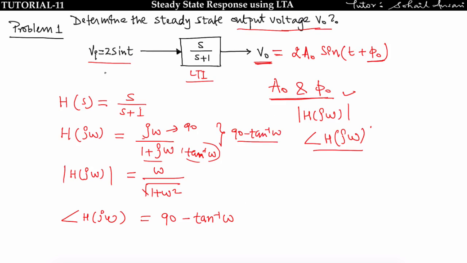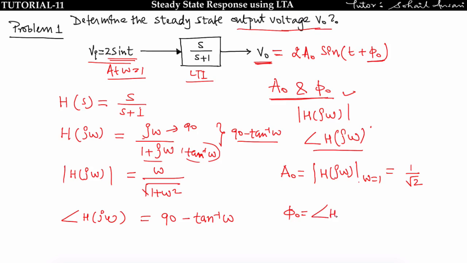Now we know that the input signal has omega equal to 1, that means A naught is equal to the magnitude of H(j omega) at omega equal to 1. If I put omega equal to 1 here, I will get 1 upon under root 1 plus 1, that is equal to 1 by root 2. Similarly, phi naught is equal to the angle of H(j omega) at omega equal to the input frequency, that is 1. So I will get 90 minus tan inverse 1. Tan inverse 1 is equal to 45, so overall 45 degrees.